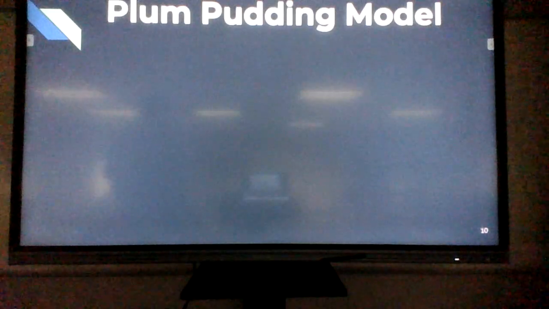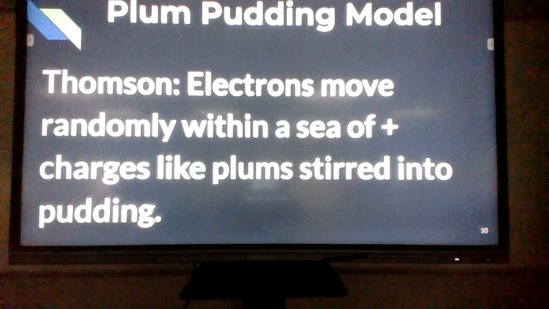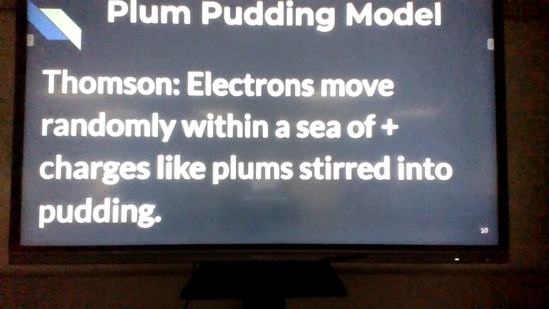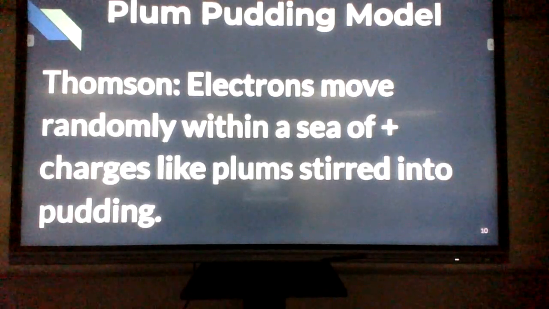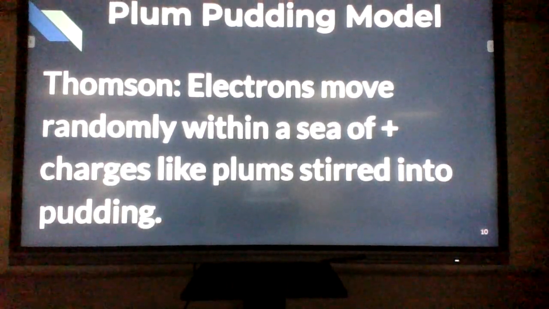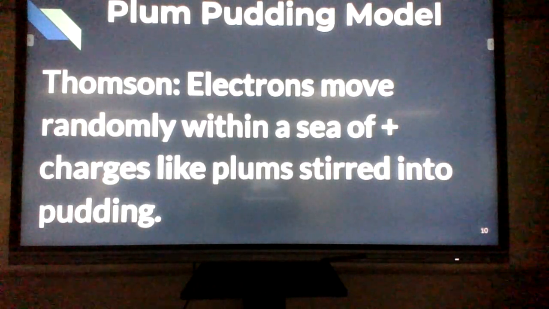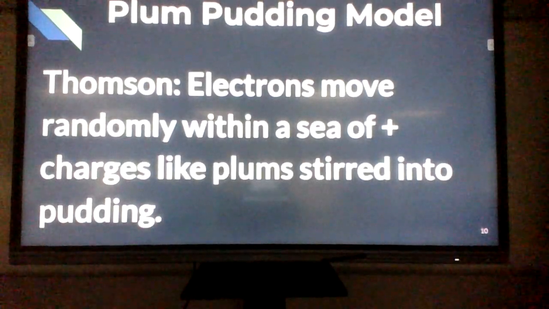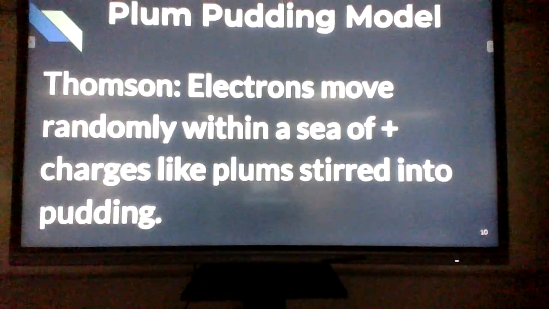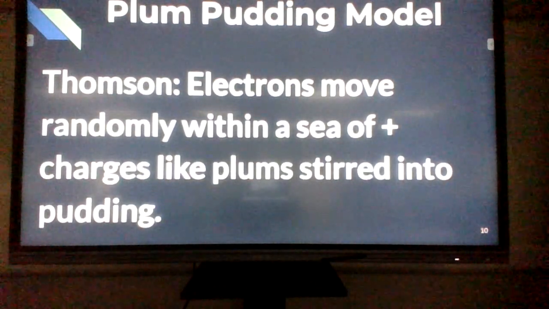Okay, this plum pudding model, remember we're talking about J.J. Thomson. Electrons move randomly within a sea of positive charges, kind of like plums being stirred in pudding. You make up some pudding, now you want to put your plums or raisins or whatever. You drop those in and just start stirring. What that's going to do is cause all those plums or raisins, blueberries, strawberries, who knows what, to start moving around in all different directions based on how we stir. If we stir in circular patterns or crisscross or whatever, the electrons are just simply going to keep on moving around with really no set pattern to go.